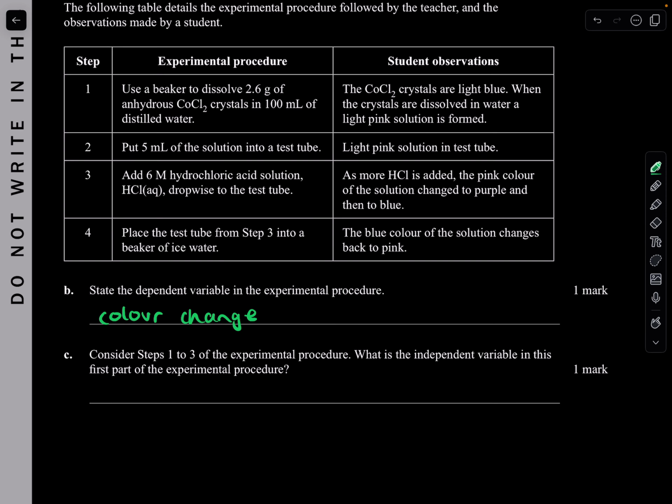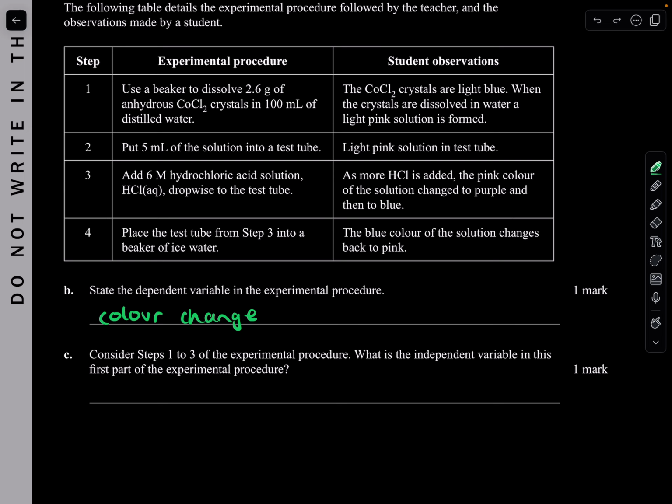Consider steps 1 to 3 of the experimental procedure. What is the independent variable in this first part? Remember, your independent variable is what you change to measure the effect on the dependent variable. So, for example, use a beaker, dissolve 2.6 grams of anhydrous CoCl2 crystals in 100 milliliters of distilled water. That's normal. Put 5 milliliters of solution into a test tube. Okay. Add 6 moles of hydrochloric acid solution dropwise. This looks like our actual independent variable, because that's when they made a change. They changed the hydrochloric acid concentration.